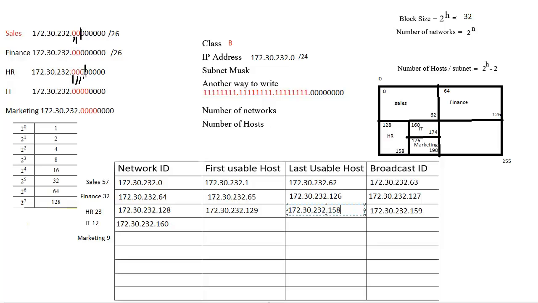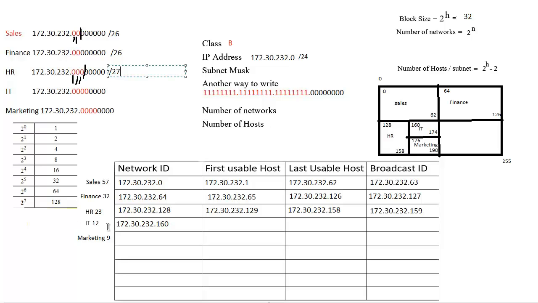For the HR department, the CIDR will be changed as well, because we are using 3 bits here for network. So 24 bits from here and 3 bits gives CIDR 27. So now you can see that this portion I divided into 2, and this portion I gave to the HR department, whose network ID is 128, and the last usable host was 158.